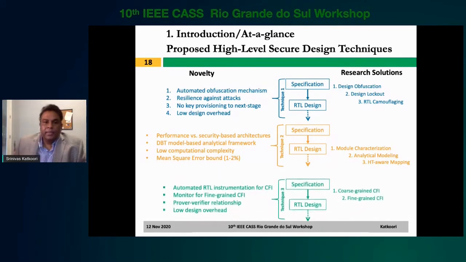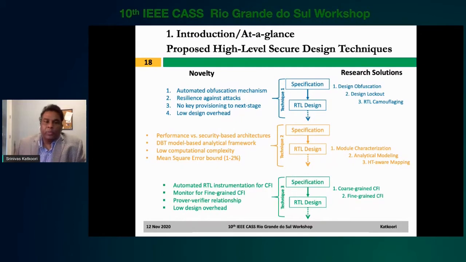And then lastly, to be able to protect the controller in the design, so that we have control flow integrity. What that means is that the design, the control flow, so you're not executing the design.